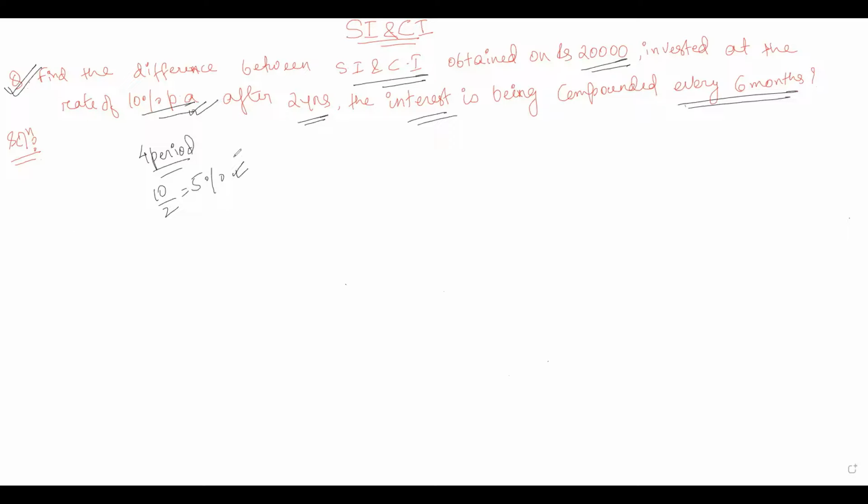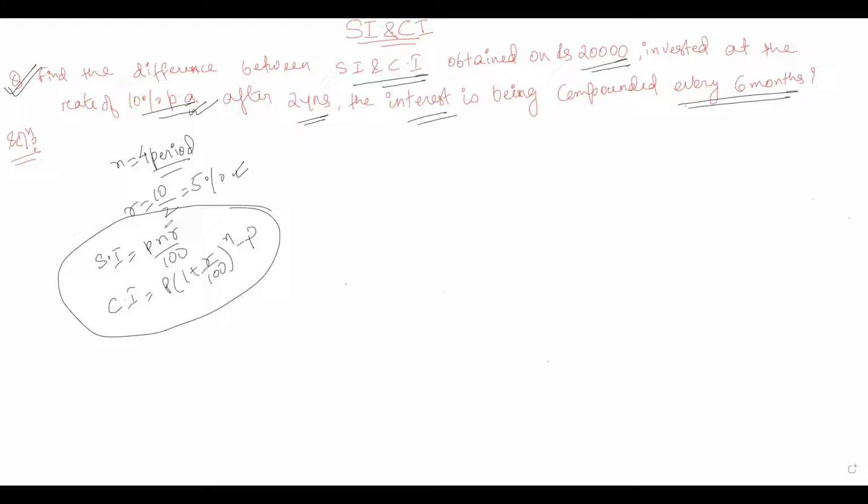Now we can simply use the formula for SI, which is PNR upon 100, and CI, which is P into (1 plus R by 100) to the power n minus P, and use the values of N, R, and P, and then we can find the difference between SI and CI. But you can see here that this would be a little bit calculative and it would consume a lot of time. So let us not try to use the formula and let us try to go by the logic.